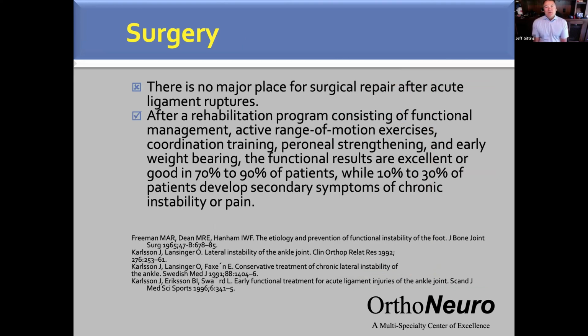There's no major rule in place for surgical repair of acute ligament ruptures, meaning if somebody comes in with an ankle sprain, typically you do not want to rush them off into surgery. Typically, treat them conservatively and try to rehabilitate them. There are those few who go through rehabilitation who do not succeed very well with therapy and then may require surgical reconstruction, but most patients will do quite well with conservative care.